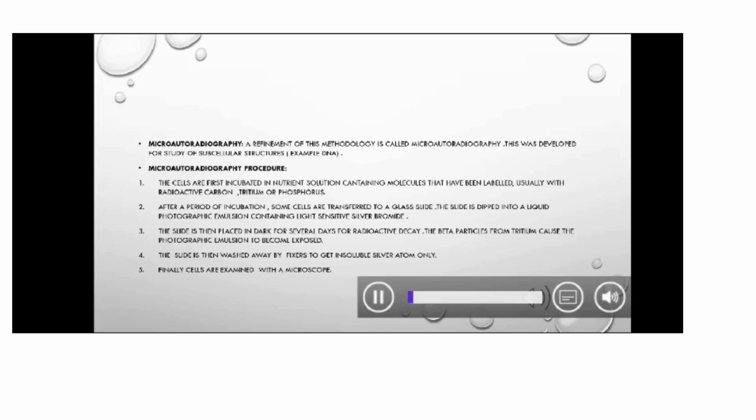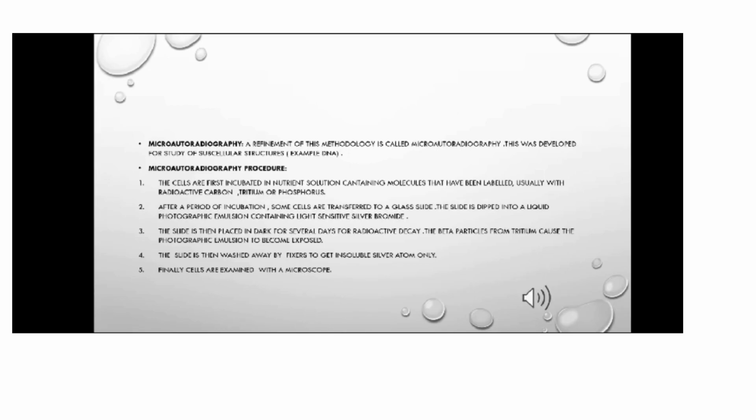Micro autoradiography. A refinement of the methodology is called micro autoradiography. This was developed for the study of subcellular structures, for example DNA. Micro autoradiography procedure. The cells are first incubated in nutrient solution containing molecules. Those molecules have been labeled, usually with radioactive carbon, tritium, or phosphorus.